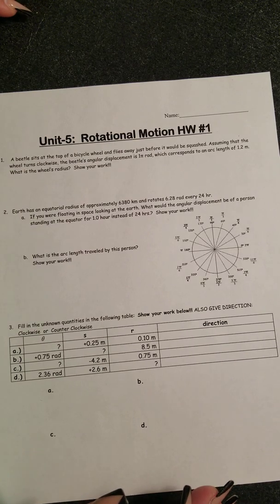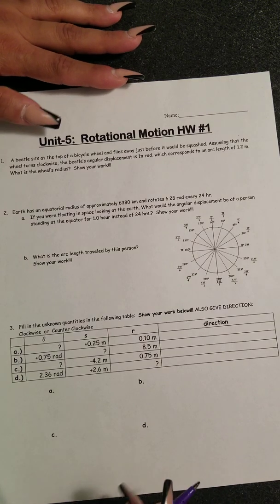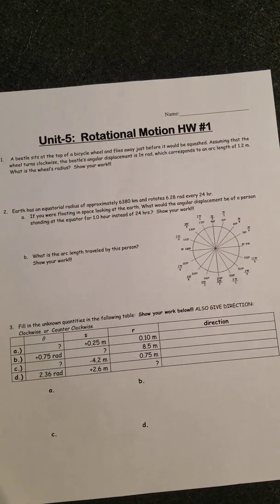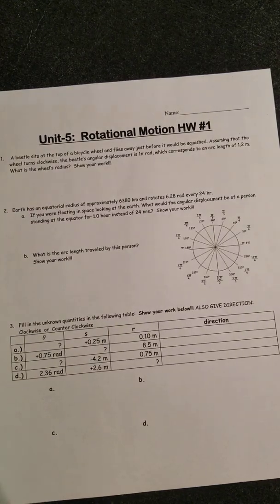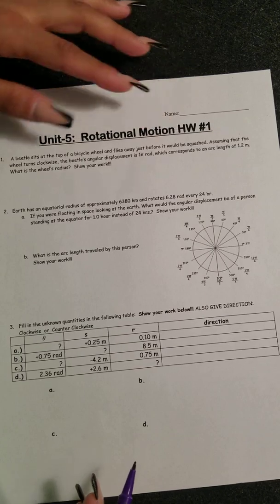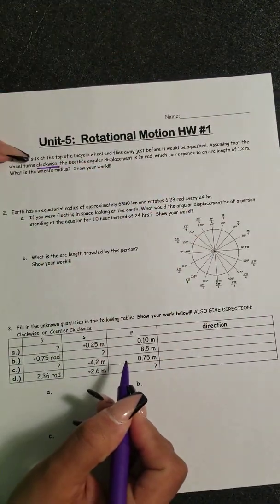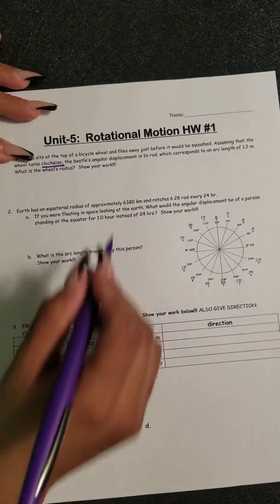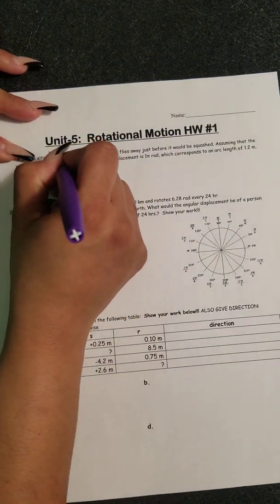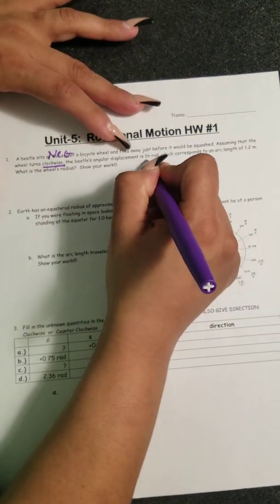So question number 1 says here that a beetle sits on the top of a bicycle wheel and flies away just before it's about to be squished, assuming that the wheel turns clockwise. So they actually gave us the word clockwise here, which is a negative direction. I'm going to put negative. And the beetle's angular displacement is 1 pi rad.